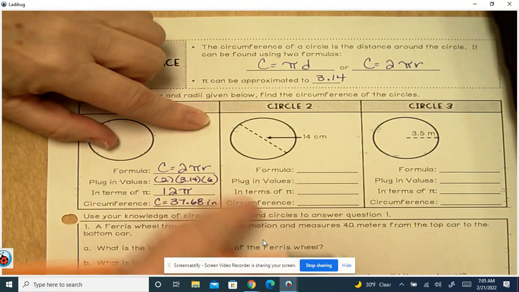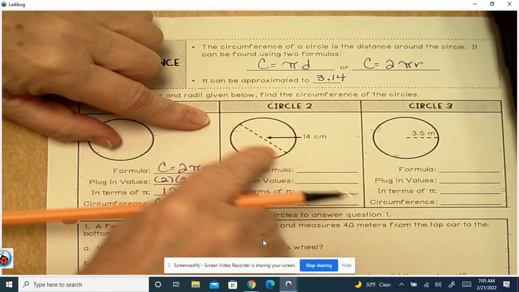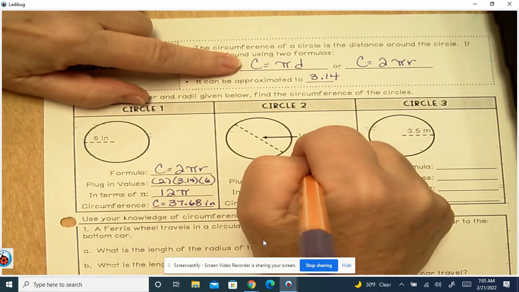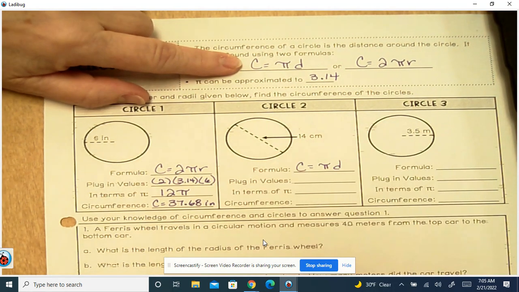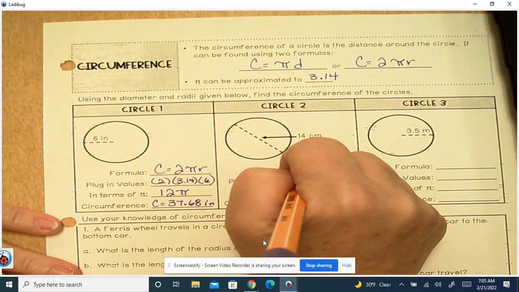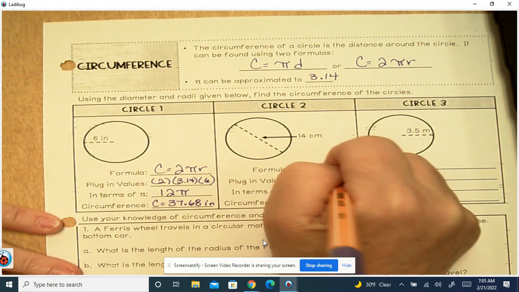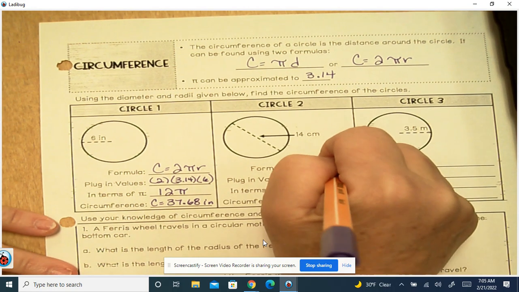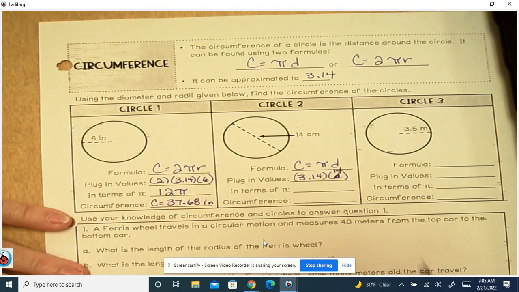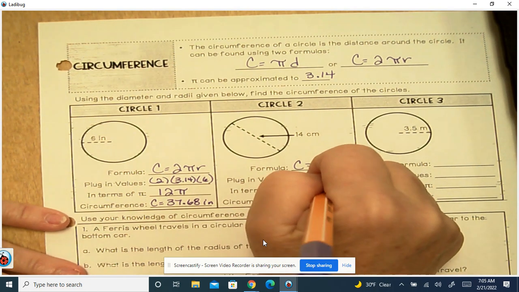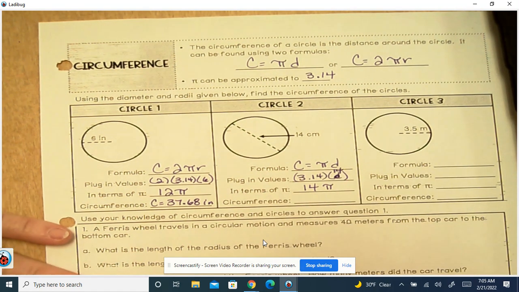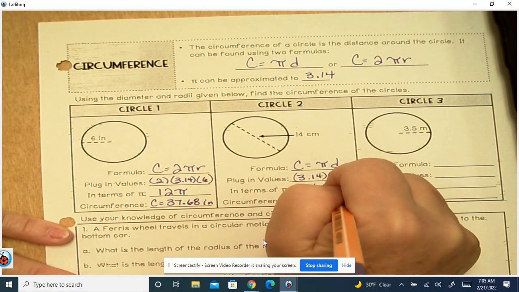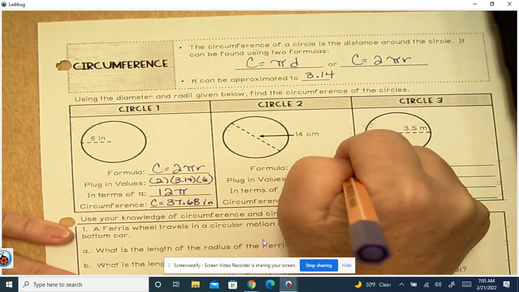In our next circle, circle 2, we have a diameter, which goes all the way through the middle of the circle. That formula is circumference equals pi d. We plug in the values: 3.14 times the diameter, which is 14. In terms of pi, we have 14 pi. And then that circumference is 43.96 centimeters. This is 14 right here.